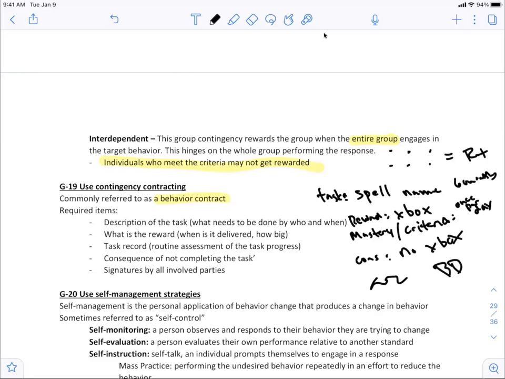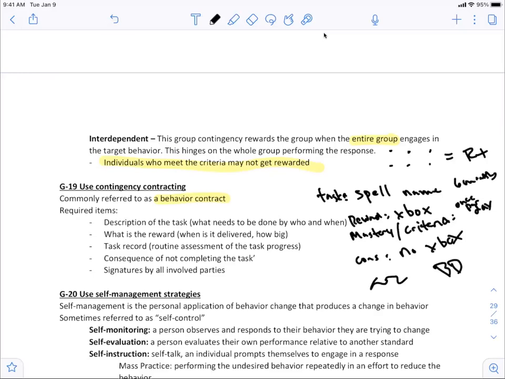Very important. And this is why contracts are usually used for older individuals, higher functioning individuals, okay? Because it is a very self-monitoring thing. The whole idea is we're trying to fade all the ongoing reinforcement and trying to get some long-term reinforcement at play, right? We have to work towards these things, okay?